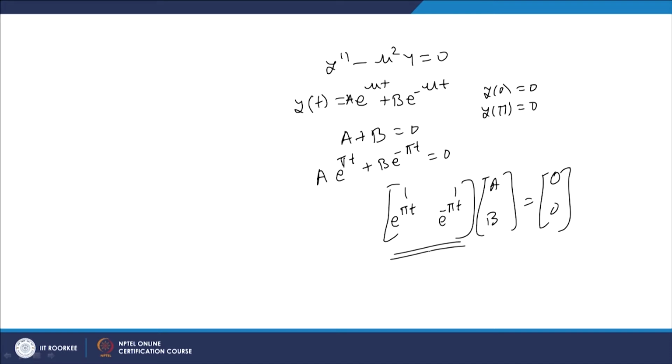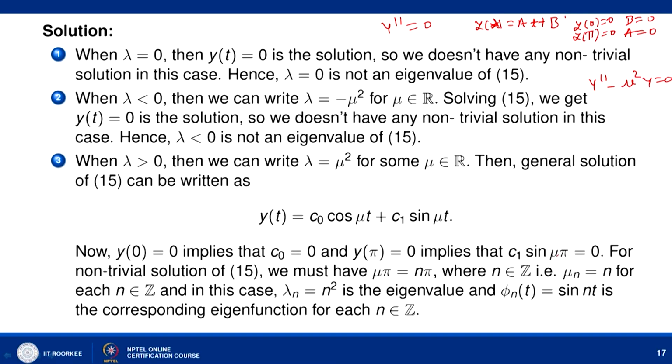So it means that this is invertible, and you can say that your solution is only that a equal to 0 equal to b. So it means that here we have only a trivial solution because your a and b are 0. So we say that we do not have any non-trivial solution. So lambda less than 0 is also not an eigenvalue. So it means that any non-negative value of lambda is also not an eigenvalue of 15.